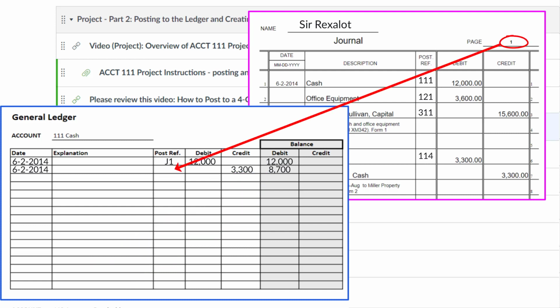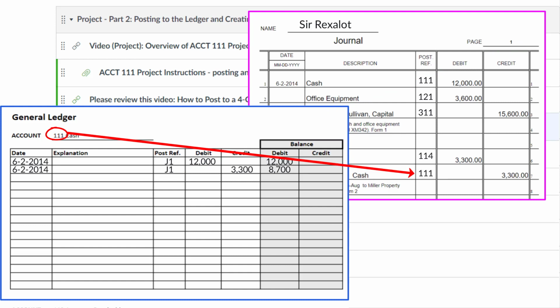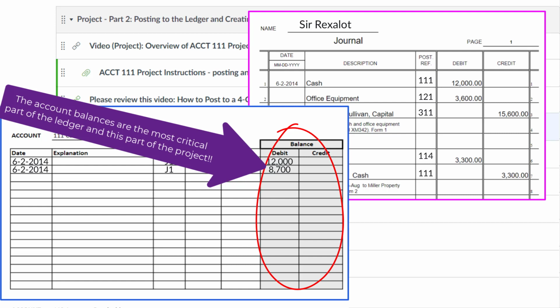Now we need to go over to the post reference in the general ledger and put J1 again, because it came from journal page 1. And then we go back to the journal, and in the post reference column, we enter account 111. So again, the most critical part about this, the whole reason for posting from the journal to the ledger is so that we have up-to-date balances. So calculating the balance correctly is critical. Make sure you don't have any negative balances. Otherwise, that's a major error.